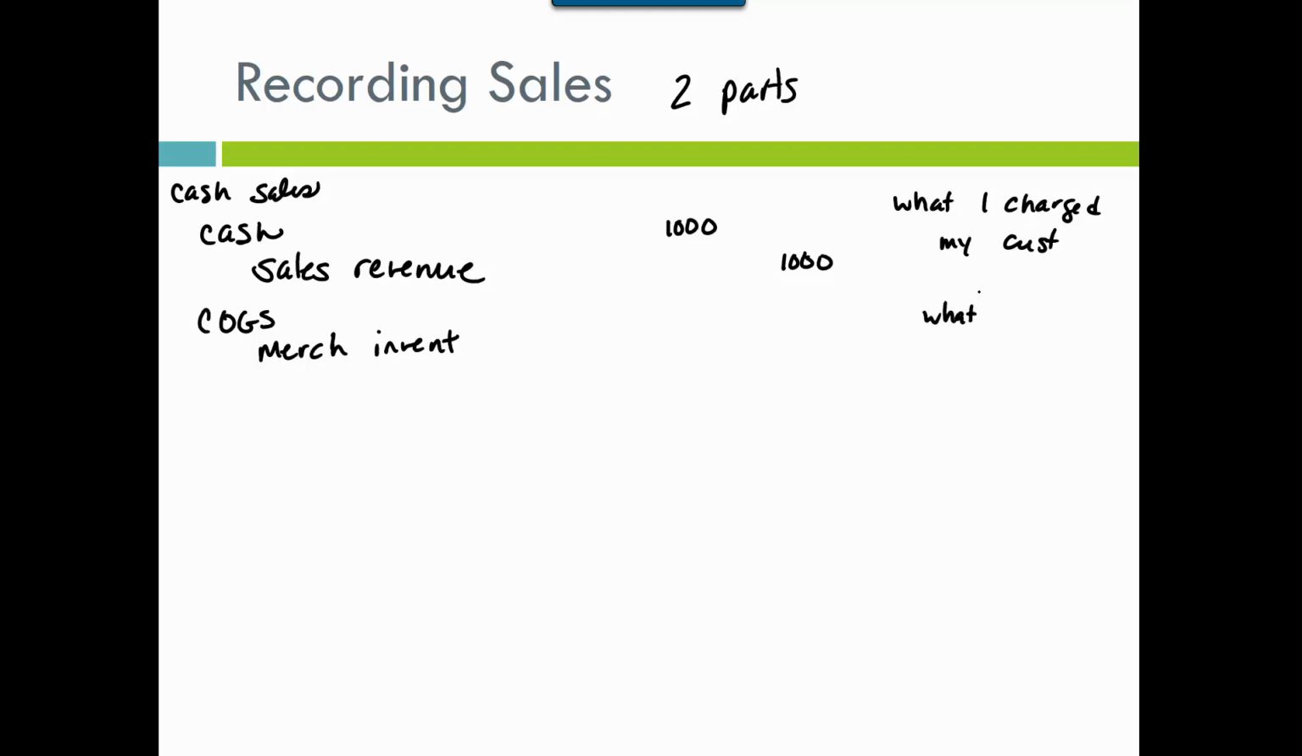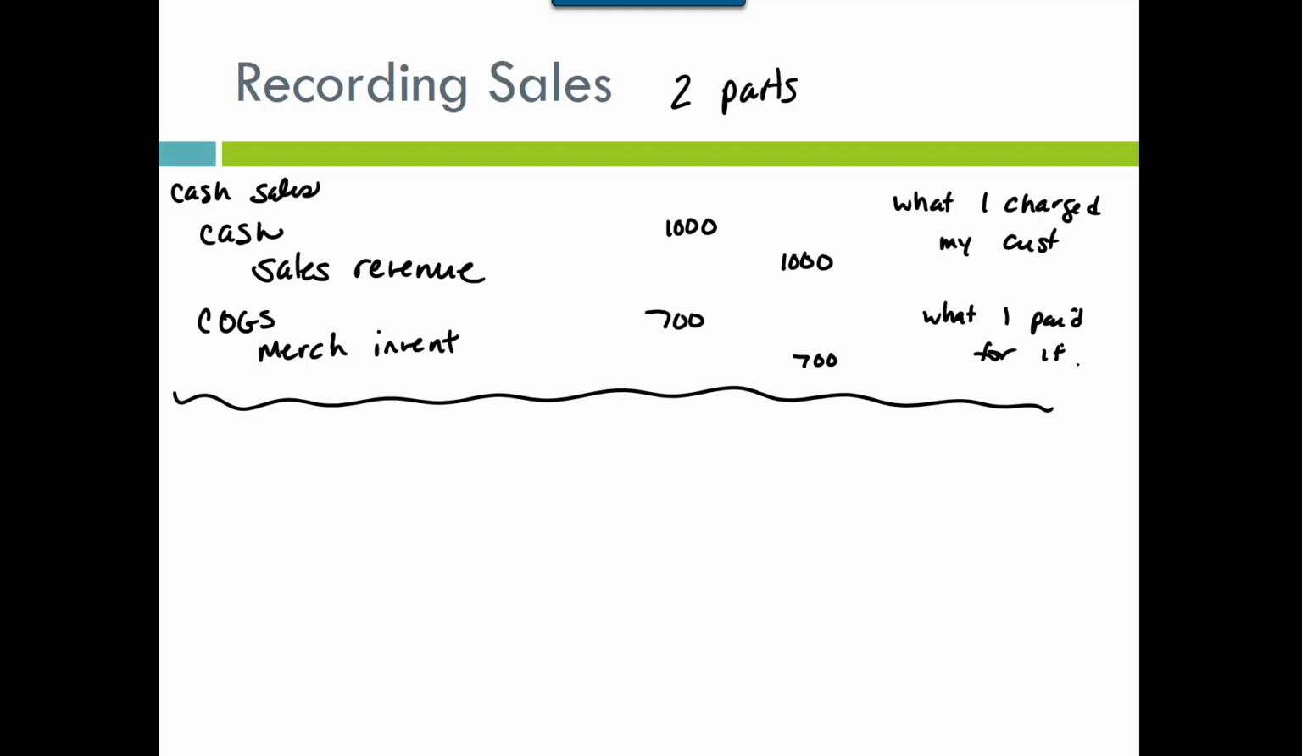So the second transaction that goes in here is going to be what I paid for it. So whatever I put it into inventory for, that's what it needs to come out. So let's say I paid $700 for this merchandise. And so the $300 difference is my gross profit on this sale.